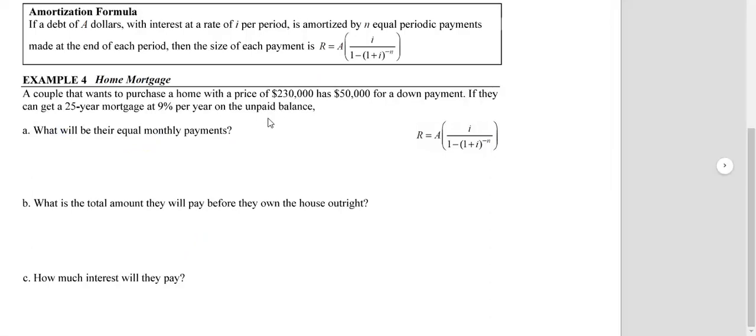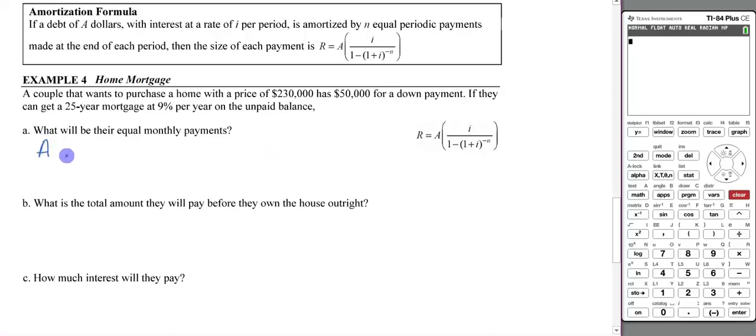So let's first start by finding the amount that they need to borrow, which is going to be their debt A. They have a $230,000 house they want to purchase, and they have $50,000 for a down payment. So A is the amount of the debt. That means that they're going to need to borrow $180,000.